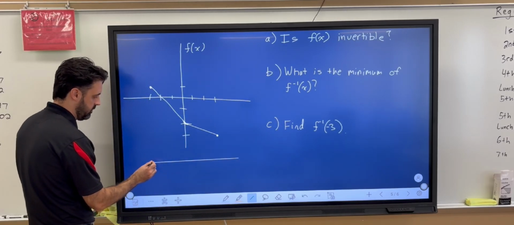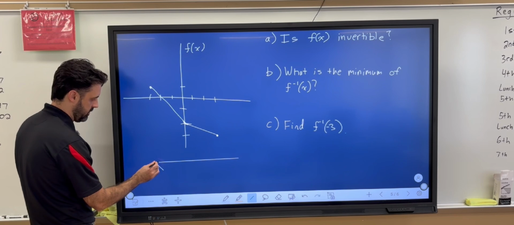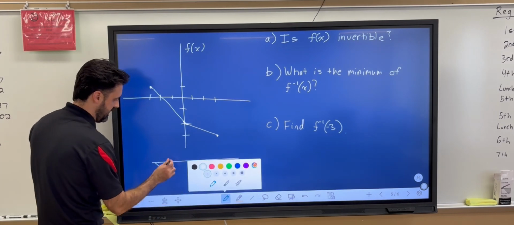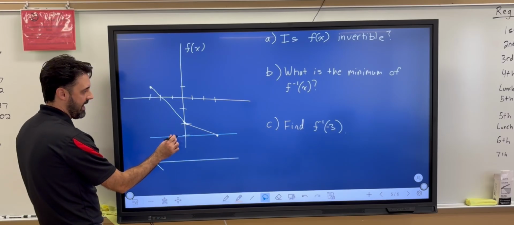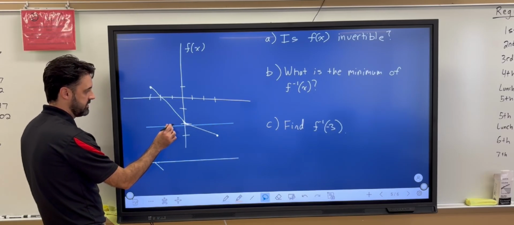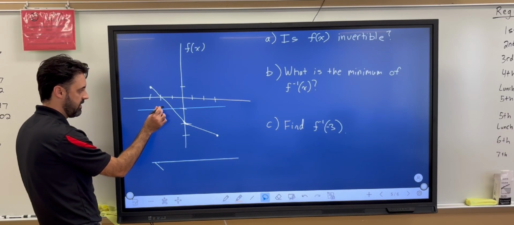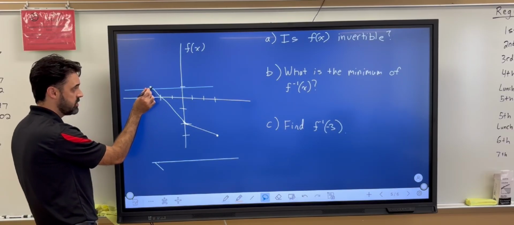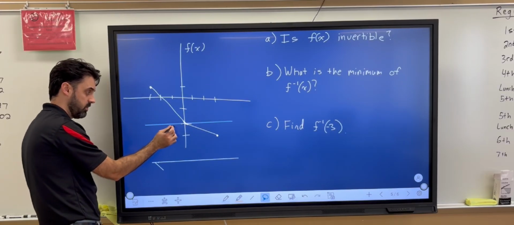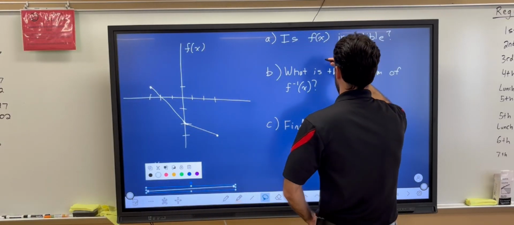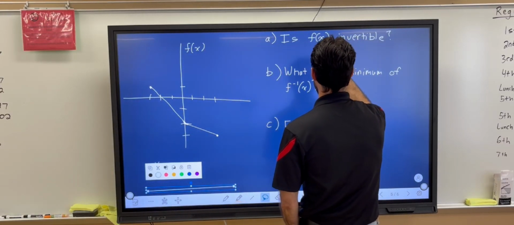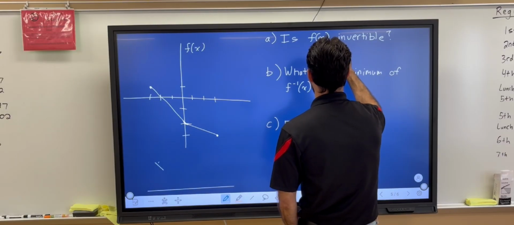And if I were to take that horizontal line, no matter where I have that here, it's only going to pass through the graph once, right? No matter where I have that horizontal line. So because the original graph passes the horizontal line test, the inverse will also be a function. We're going to say just yes, f of x is invertible here.